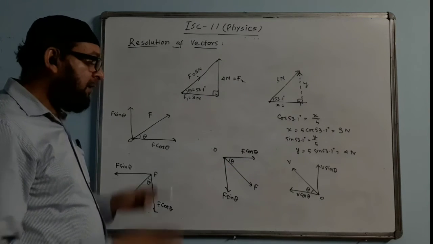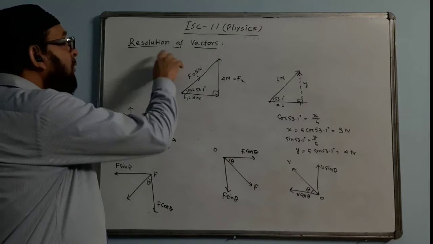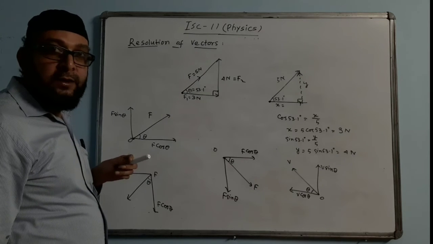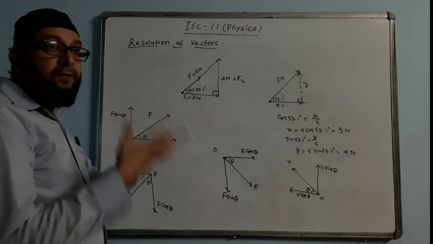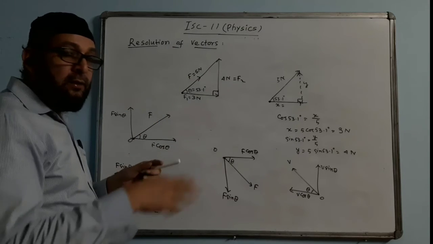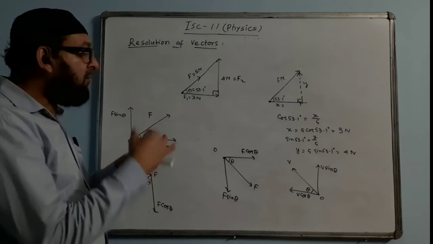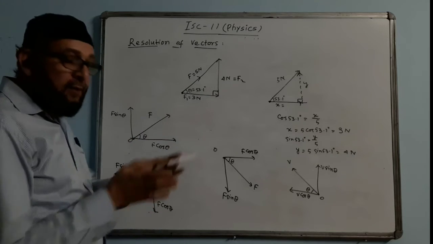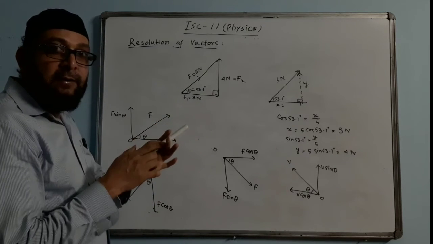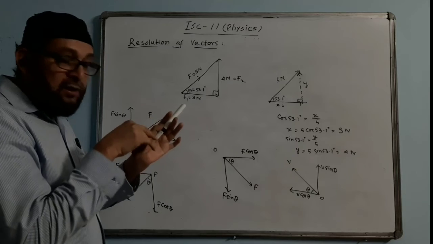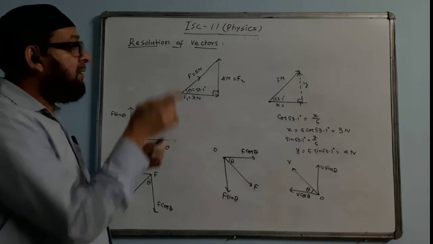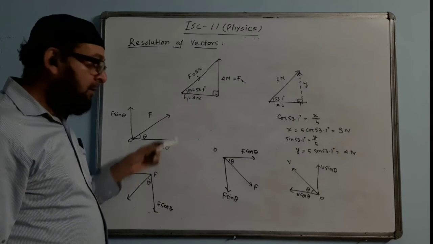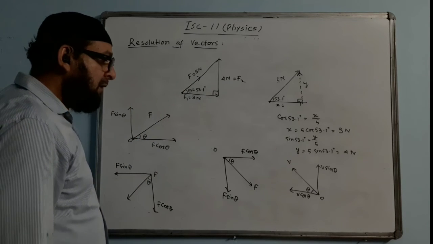So this is how we break a single vector into two components. This topic is known as resolution of vector. We are resolving a vector into two components, horizontal component and vertical component. It is just the reverse of addition. Addition combines two vectors and gets a single vector. Now we have a single vector with known direction, and we are getting the two vectors of which the given vector is made. So this is called resolution of vectors.